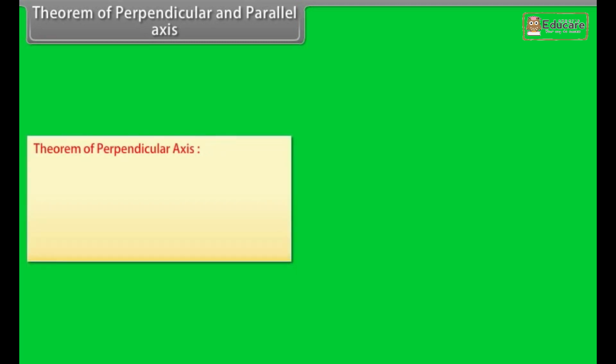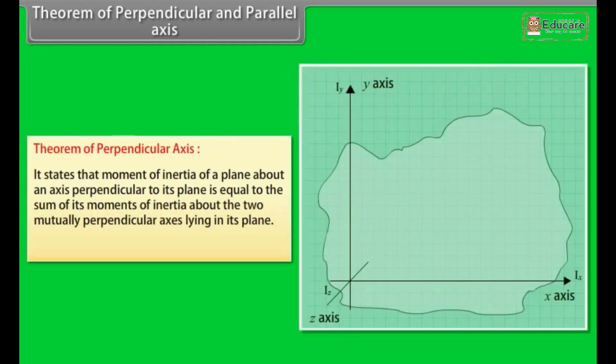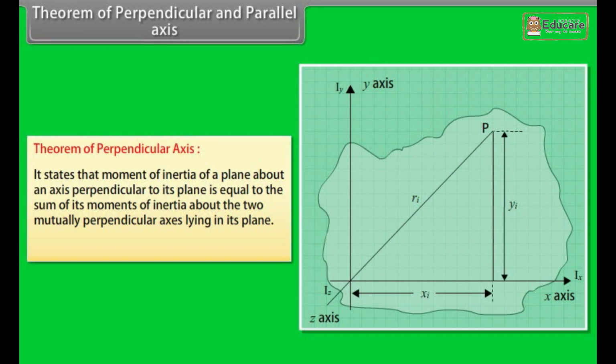Theorem of perpendicular and parallel axes. Theorem of perpendicular axis states that the moment of inertia of a plane body about an axis perpendicular to its plane is equal to the sum of its moments of inertia about the two mutually perpendicular axes lying in its plane. Iz is equal to Ix plus Iy.